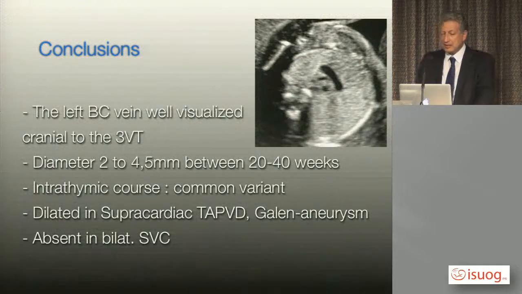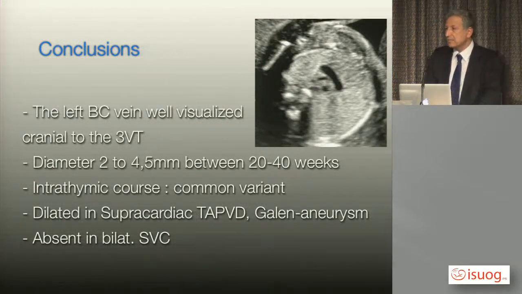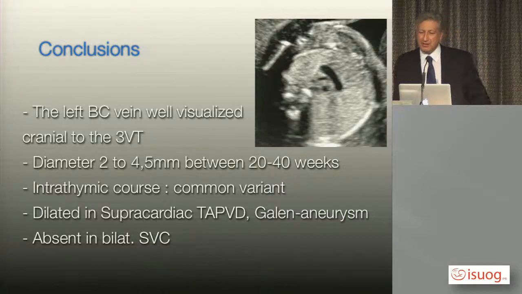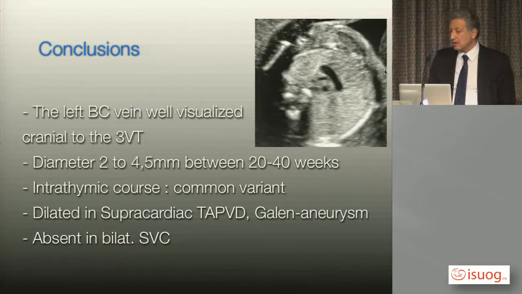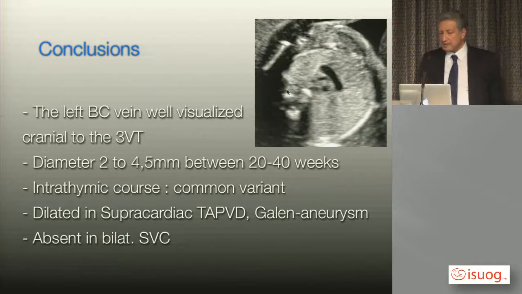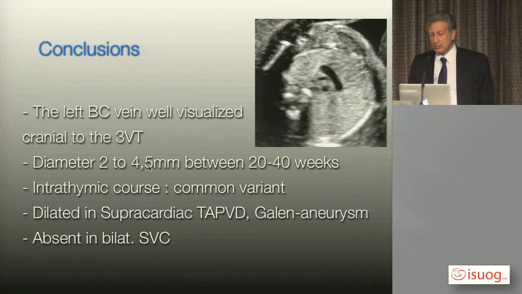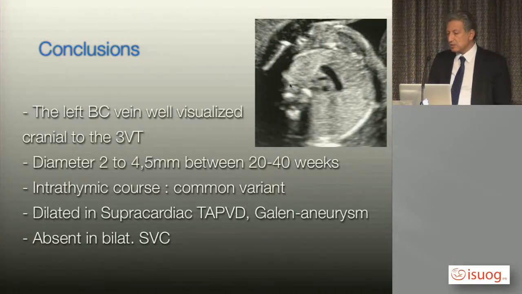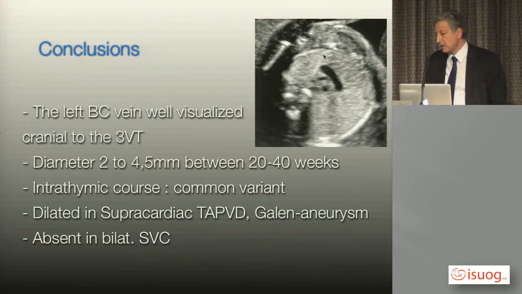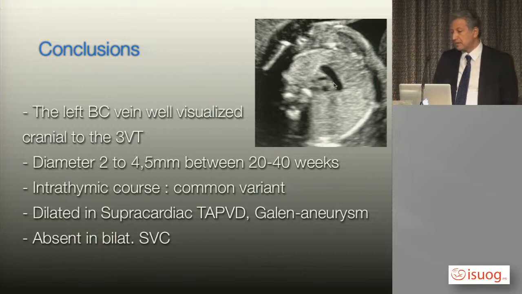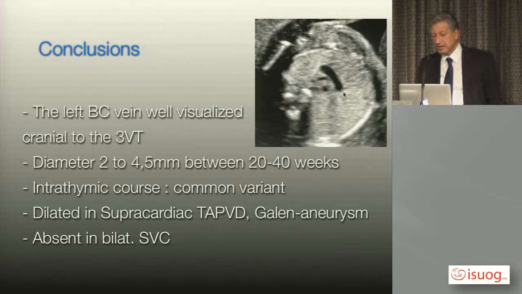In summary, we can say that the left brachiocephalic vein can be easily visualized in a plane a little bit higher than the three-vessel trachea view, behind the thymus. Its diameter is between 2 to 4.5 millimeters, and as I told you, it is roughly gestational age divided by 10. There is a common variant, which is instead of being behind, it is across the thymus, not being straight, but having a kind of bent structure. It's a normal variant without need of being cited.